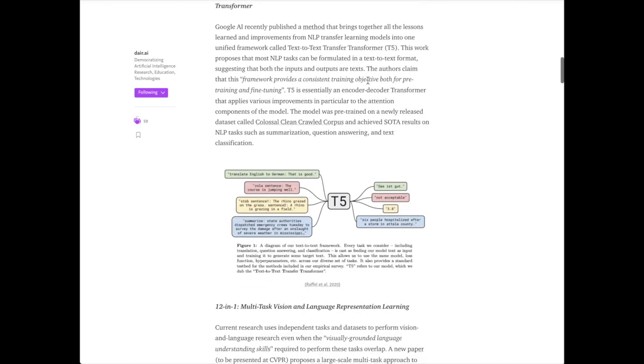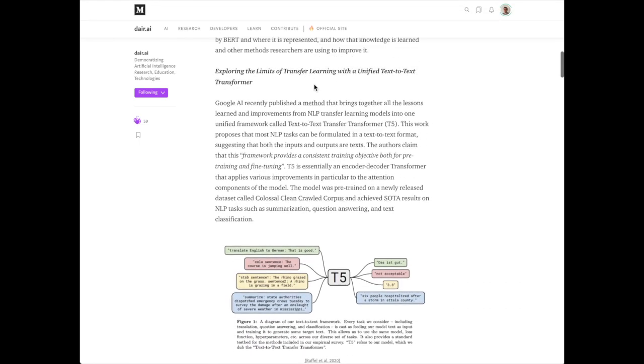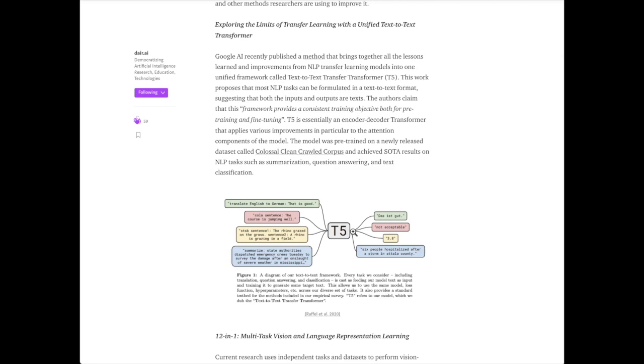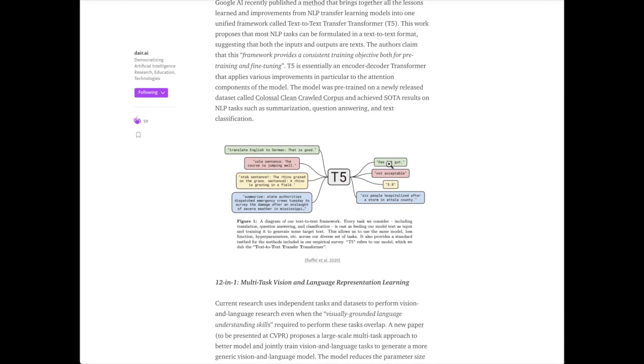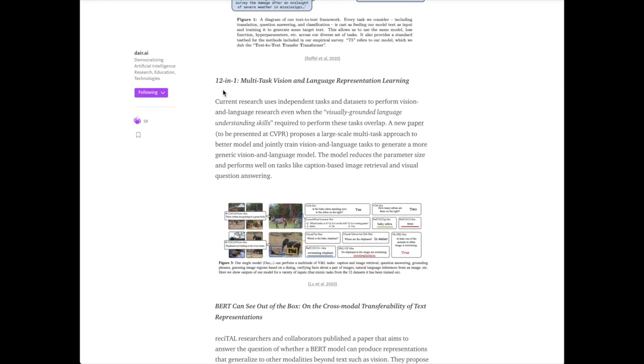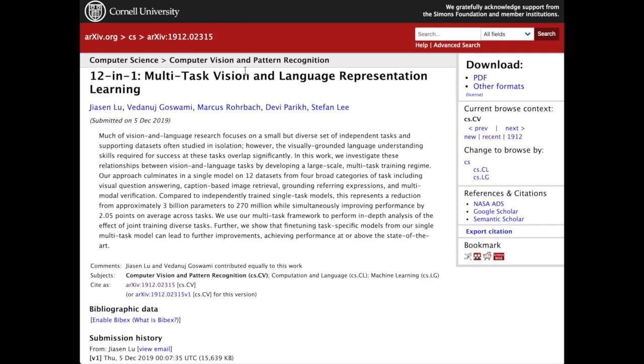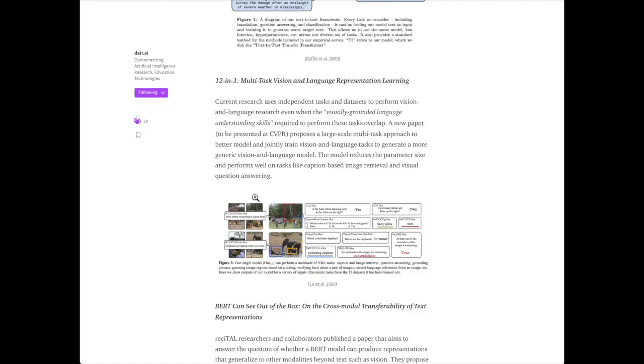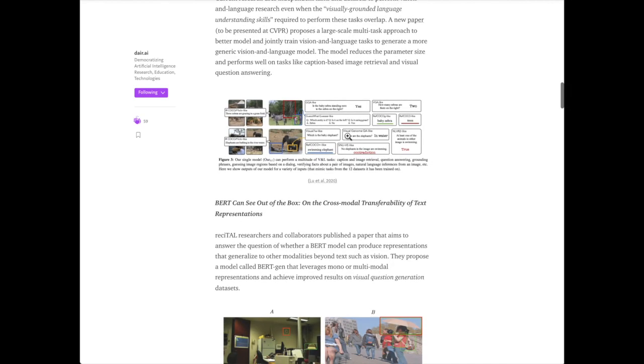The blog post then discussed the limits of transfer learning with the unified text-to-text transformer, this T5 model that's looking to have this text-to-text format, experimenting with all these different dimensions of these massive transformer models with an enormous data set, this colossal clean crawled corpus, to perform all these different natural language processing tasks. They also describe the 12-in-1 multitask vision and language representation learning, learning to have a better system for these vision language models that can do tasks like visual question answering, visual question generation, or language grounding like the Street View Panorama dataset recently released by Google.